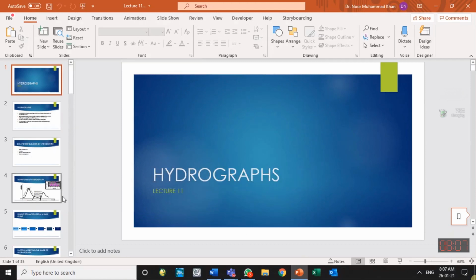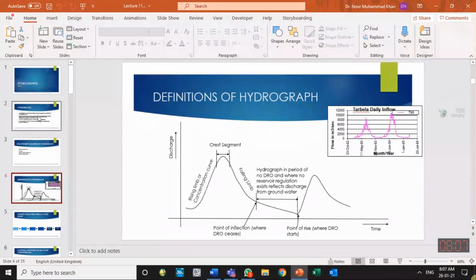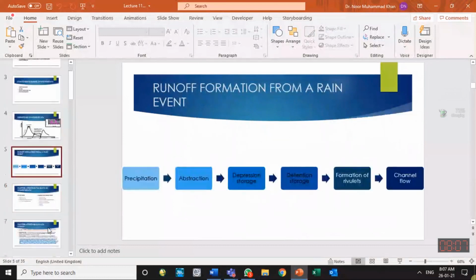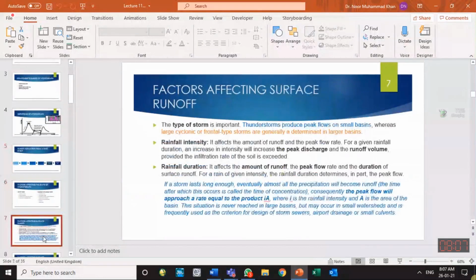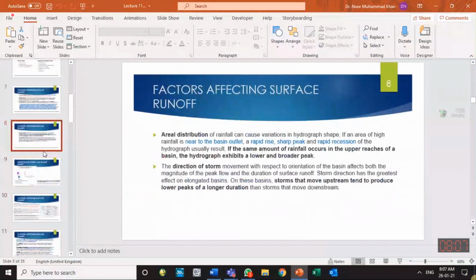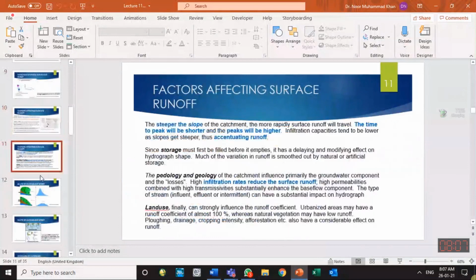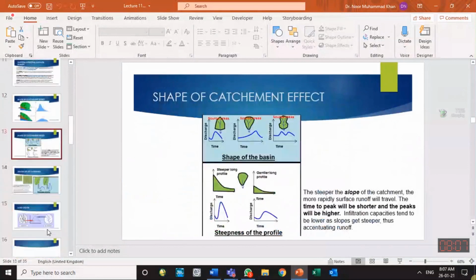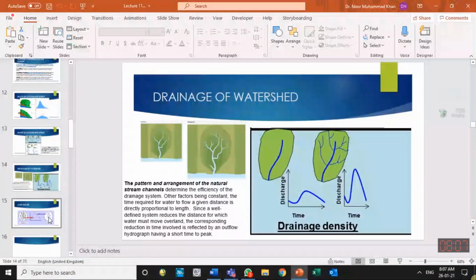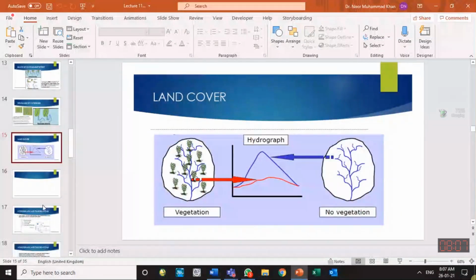Then we started hydrographs. Different components of hydrographs were covered. The definition of hydrograph was covered. Factors affecting the hydrographs were covered. In this part, if you have any questions, you are welcome. So these were covered last time. That is a quick review of what we have done.